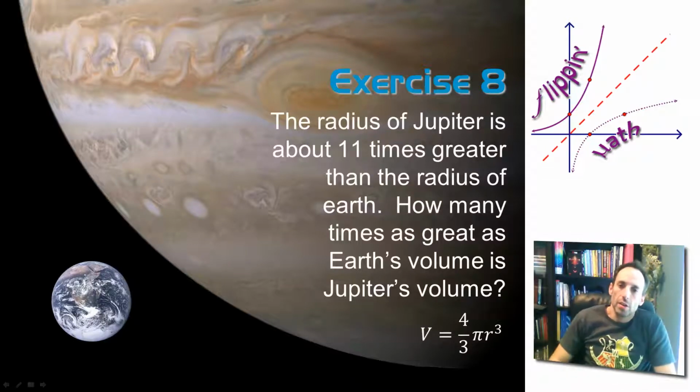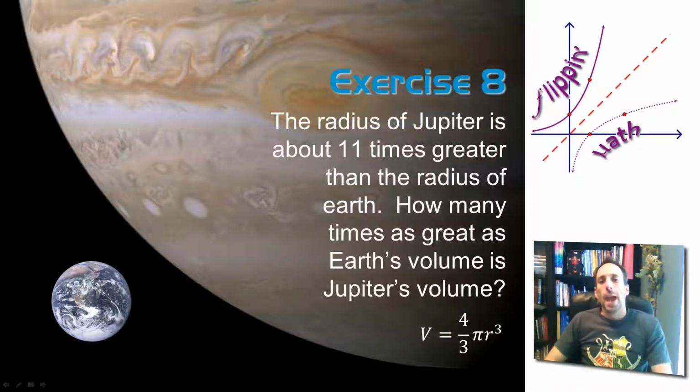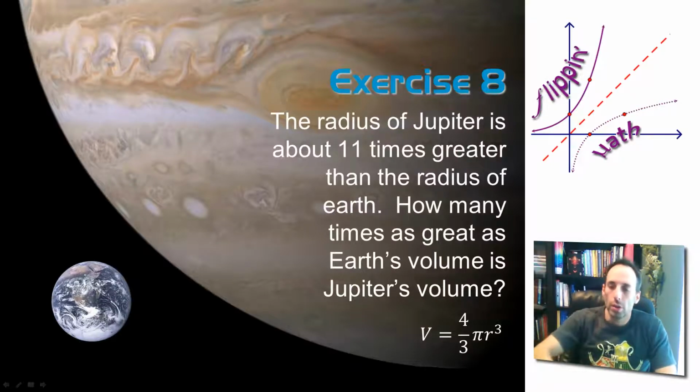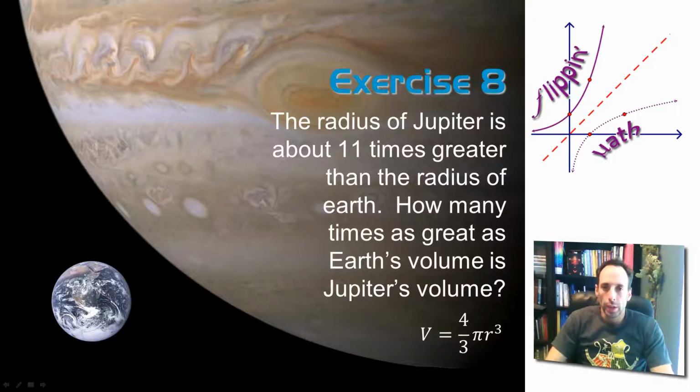Alright, on this exercise, it says the radius of Jupiter is about 11 times greater than the radius of the Earth. Look at the picture. You can see it's gargantuan. How many times as great as Earth's volume is Jupiter's volume? It's kind of weird wording at the end. It's just asking how many times bigger is the volume of Jupiter than the Earth. Okay, so is it 11 times bigger? Answer is nope, it is not.